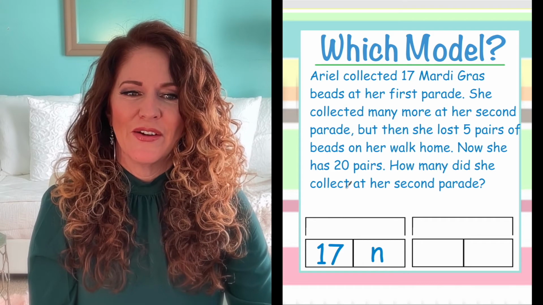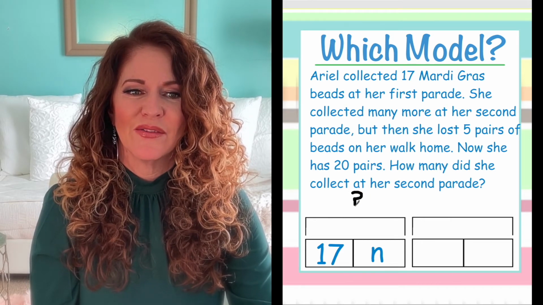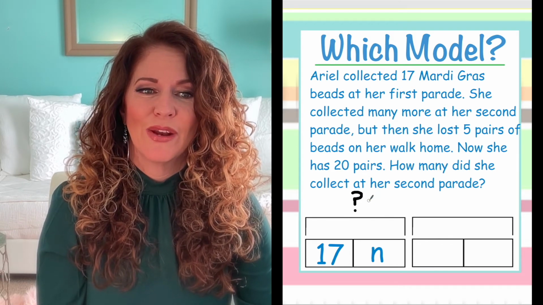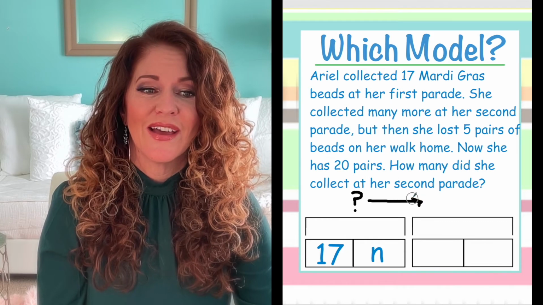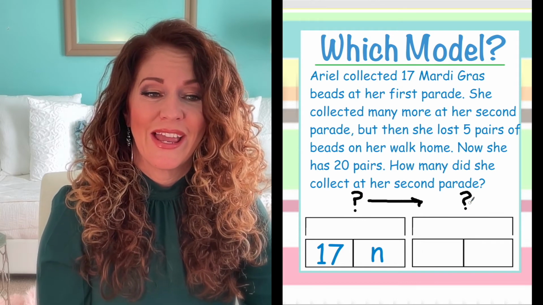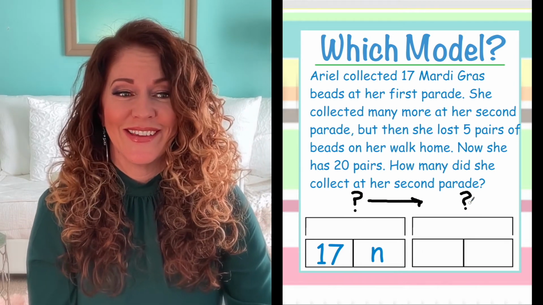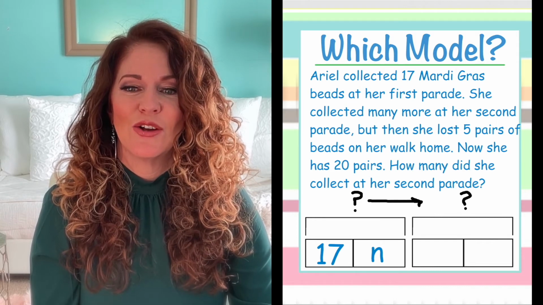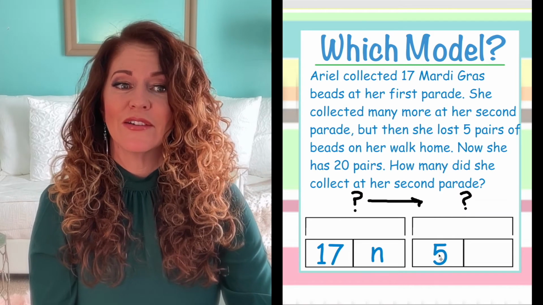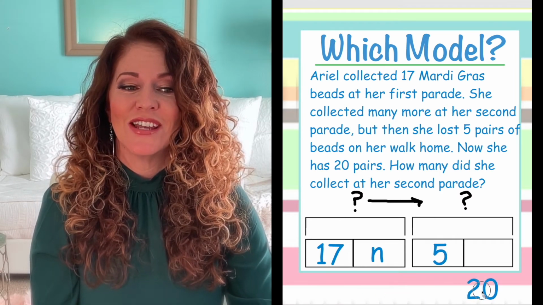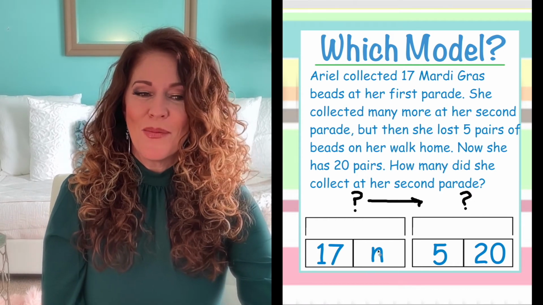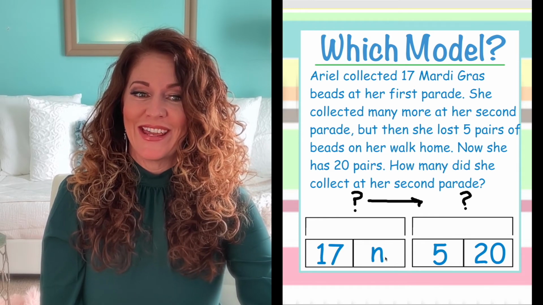Now, before I can do that though, I'm missing some information in my first model, and I can't solve it yet. So I'm going to put a question mark there. And whatever belongs where that question mark is, I'm going to need that to solve the second part of my model. So remember, I'm going to carry that information over even though I don't know what it is yet. And now I can show that she lost 5 pairs, whatever that amount is. And now she has 20. How many did she collect at her second parade? Remember, this is the big question we're trying to find out the answer to.